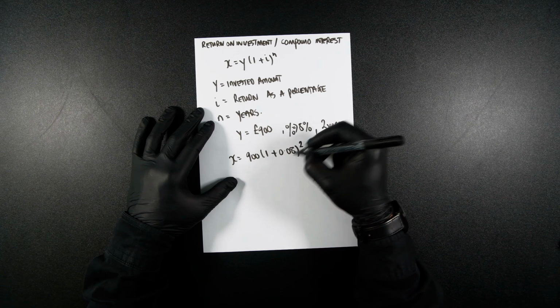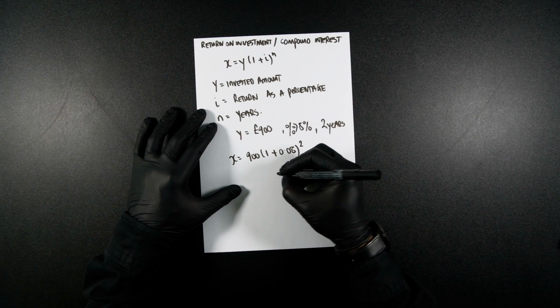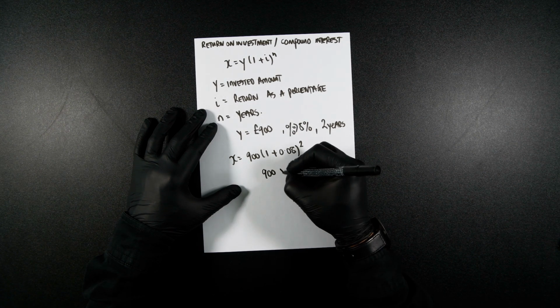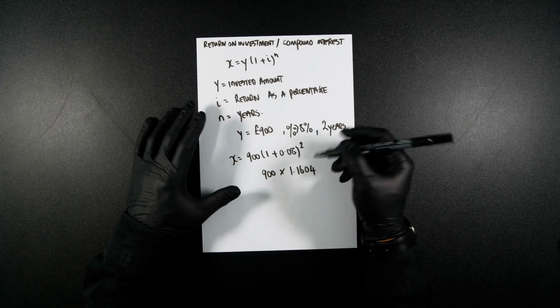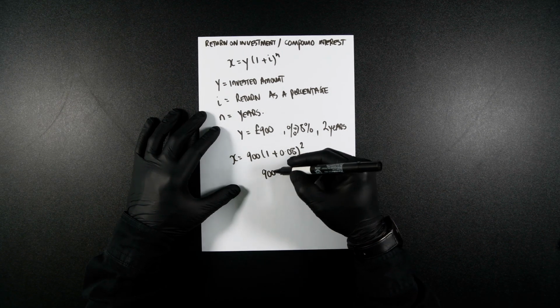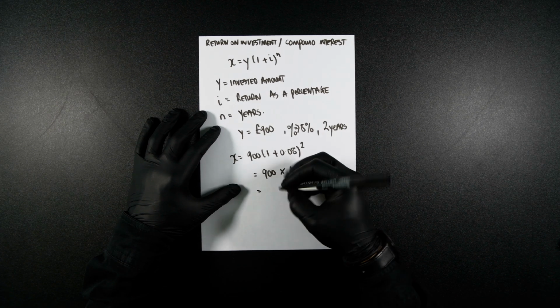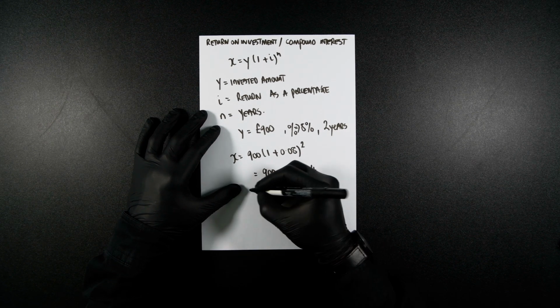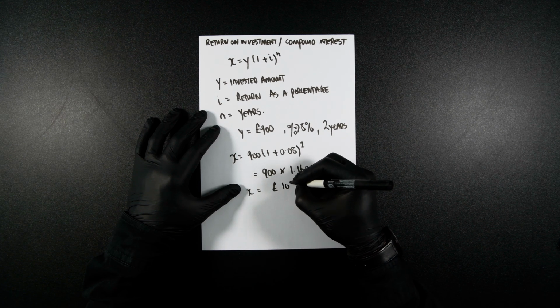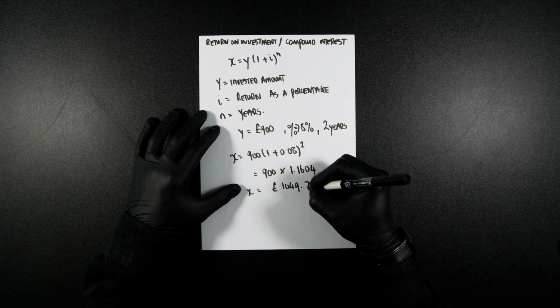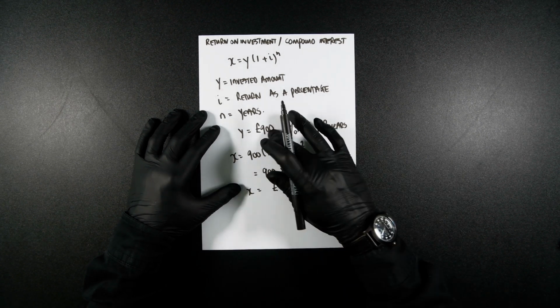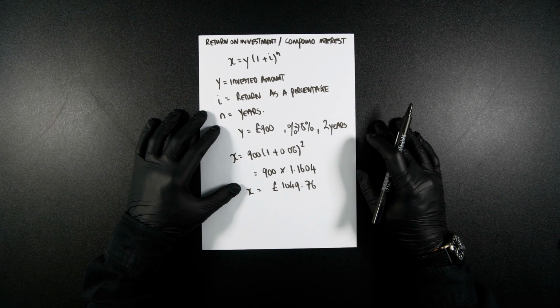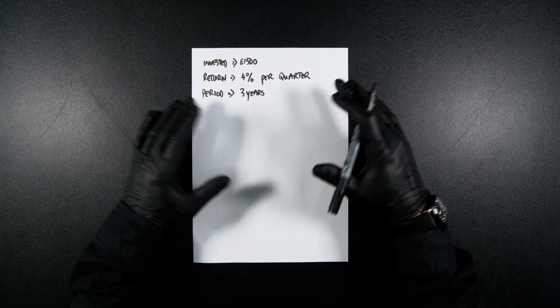So if we first solve this, we're then going to get 900 times 1.1664 once you plug that into a calculator. And then if you do 900 times that, you're then going to get a total where x would equal 1,049.76. So after 2 years with 8% per year being applied on £900, you would have 1,049.76.